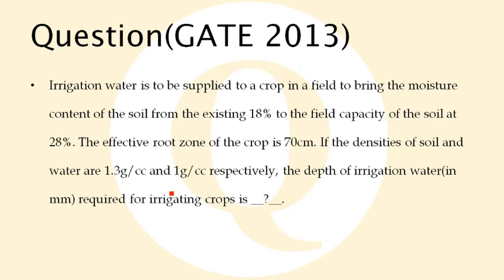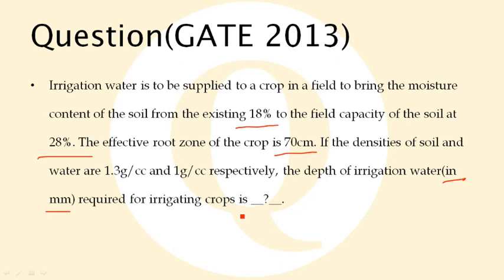Here's a question from GATE 2013. Irrigation water is to be supplied to a crop in a field to bring the moisture content of the soil from existing 18% to the field capacity of the soil at 28%. Let's mark this 18% and 28%. The effective root zone depth of the crop is 70 cm. If the densities of soil and water are 1.3 gram per cc and 1 gram per cc respectively, the depth of irrigation water in millimeters required for irrigating the crops is?